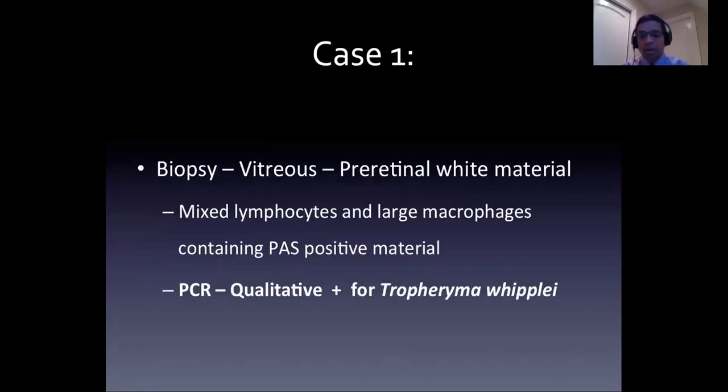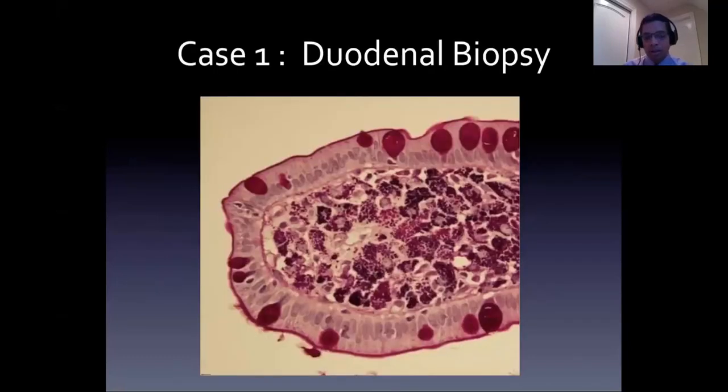So we did a vitreous biopsy, and we actually got some of that pre-retinal white material biopsied. And this showed lymphocytes and large macrophages that contained PAS-positive material. And the PCR was performed because we had multiplex PCR available. We were actually able to screen for Tropheryma whipplei. This was Whipple's disease.